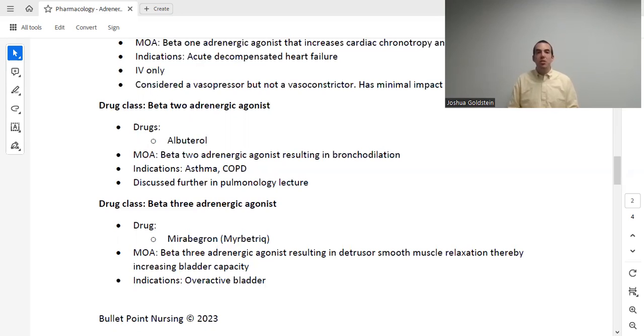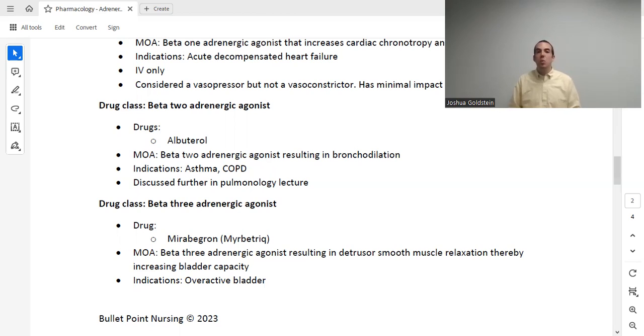Next, we have beta-2 adrenergic agonists. This is albuterol, one of the most commonly used medications. It is the end-all be-all of bronchodilation. It is our best go-to drug when a patient acutely needs their increased lung capacity, increased bronchial pathways. So this is our go-to drug for that. It's used for asthma and COPD. I'm going to leave it at that because we talk much more about it when we get to respiratory medications.